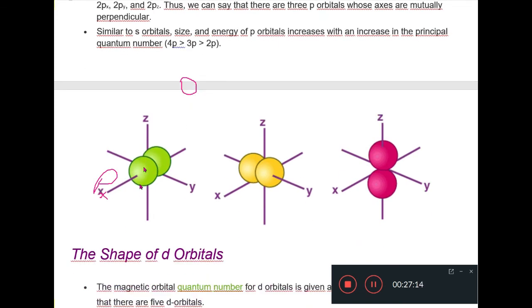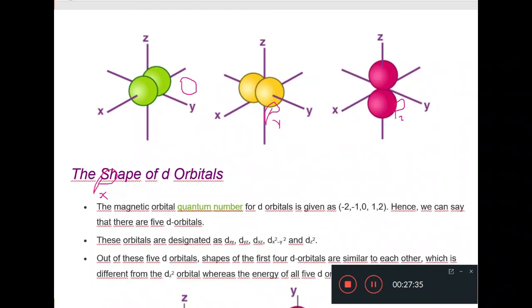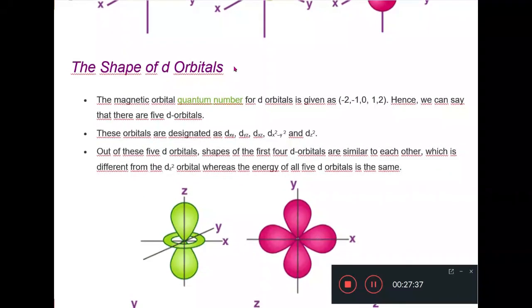So this is the shape of px. Similarly, along the y-axis, this is the py orbital, okay? Similarly, along the z-axis, this orbital is called pz, okay? So there are 3 orbitals. Now the next one is the shape of the d orbitals.